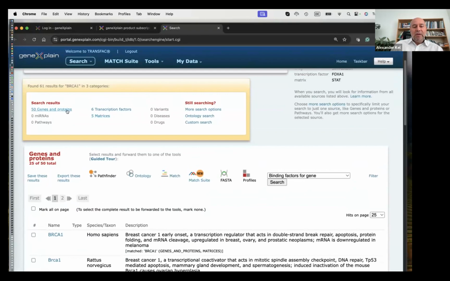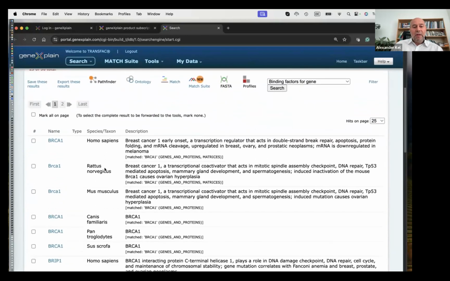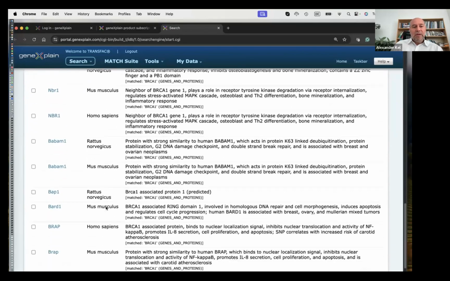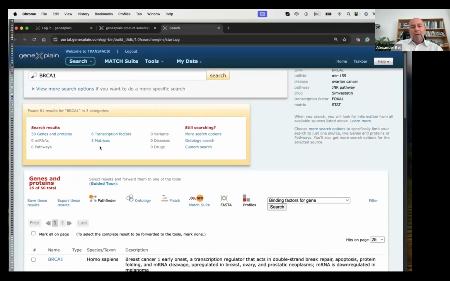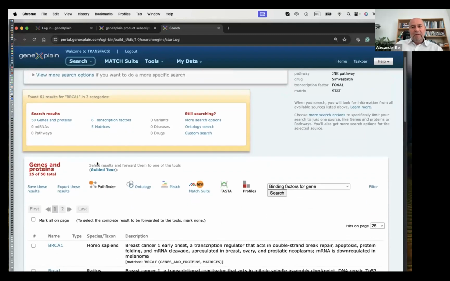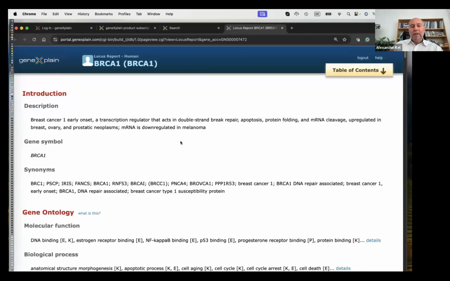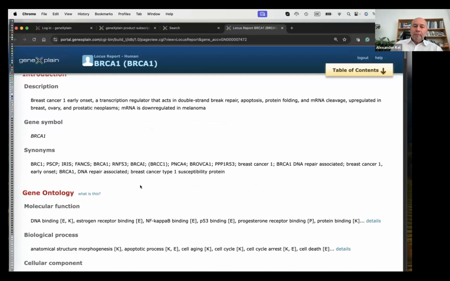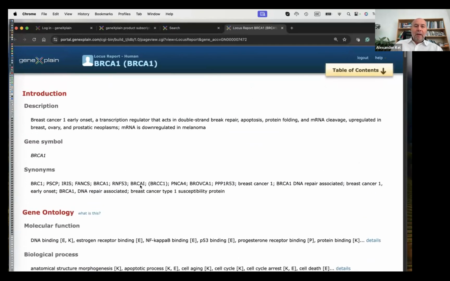We found 50 genes or proteins with such a name for different species. Here you see they are listed for human, for rat, for mouse, and for other species that we have in the database. We have also matrices and other information, but let's dive into information about this gene. And of course, in the gene entry, there is a lot of information about this gene.